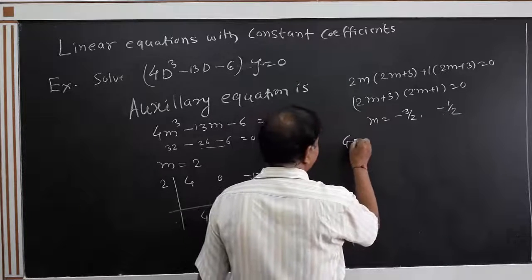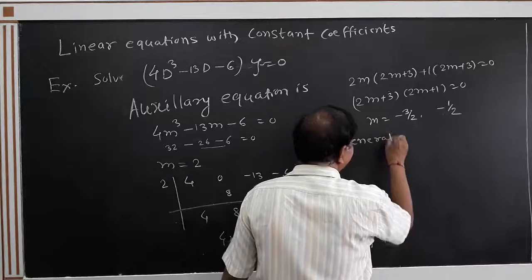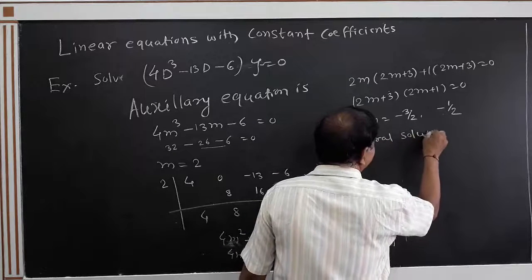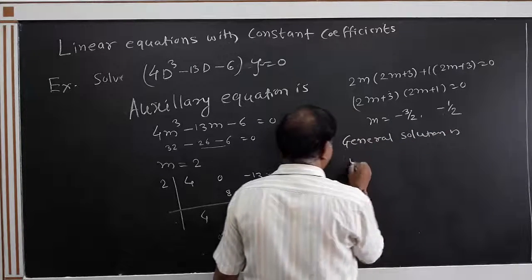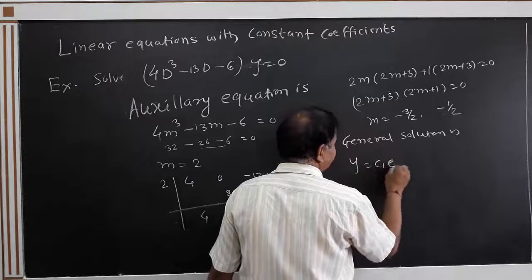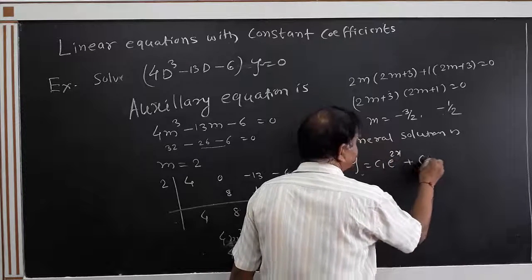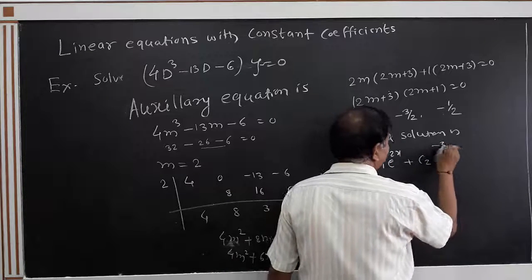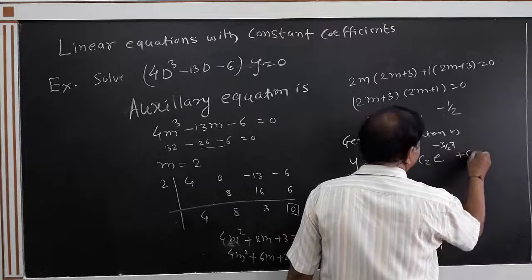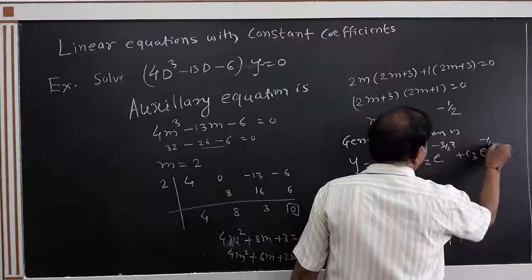Therefore the general solution is y equal to c1 e raised to 2x plus c2 e raised to minus 3 by 2 x plus c3 e raised to minus 1 by 2 x.